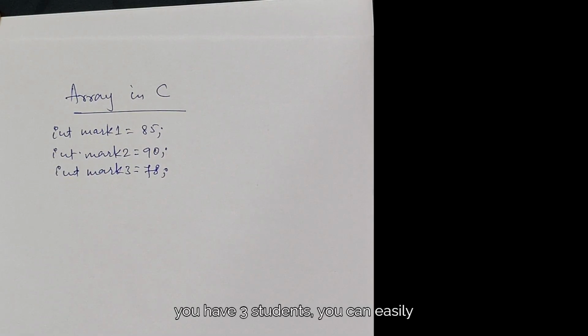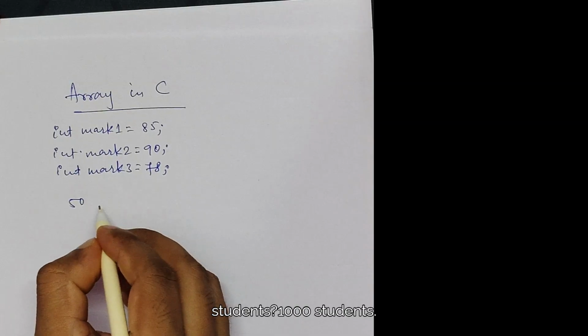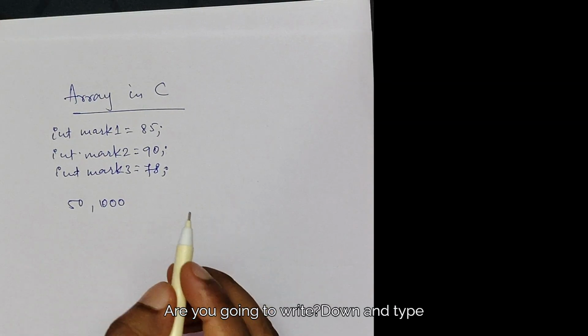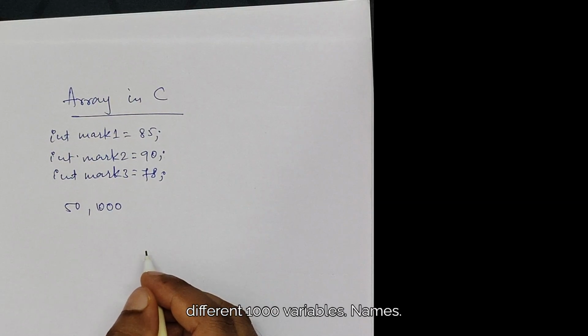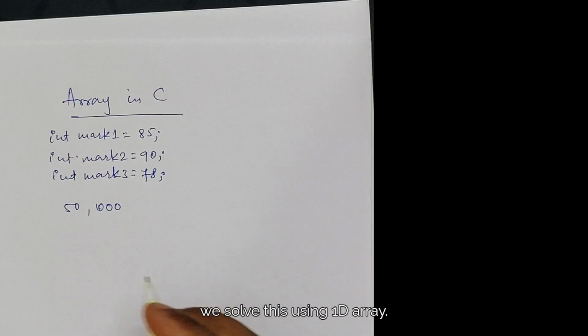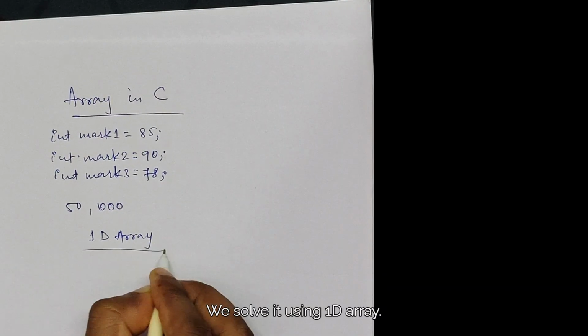If you have 3 students, you can easily create 3 variables, mark1, mark2 and mark3. But what if you have 50 students, 1000 students? Are you going to type 1000 different variable names? Absolutely not. That would be a total nightmare. So in C programming, we solve this using a 1D array.